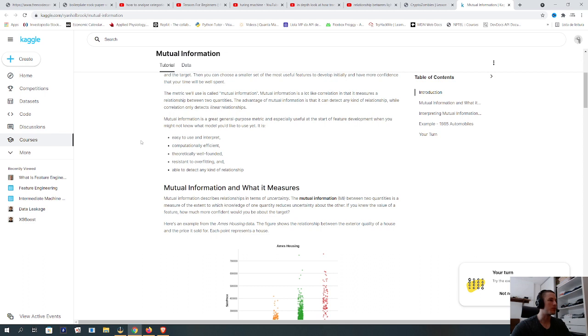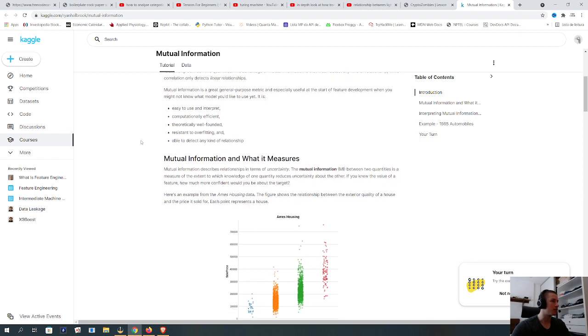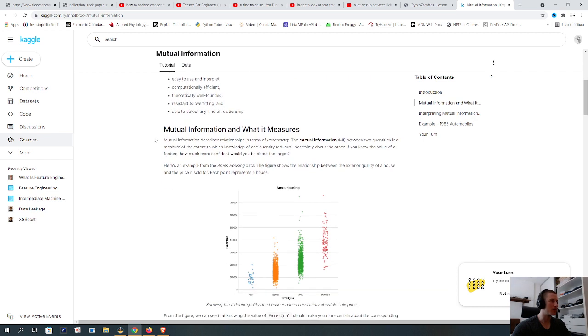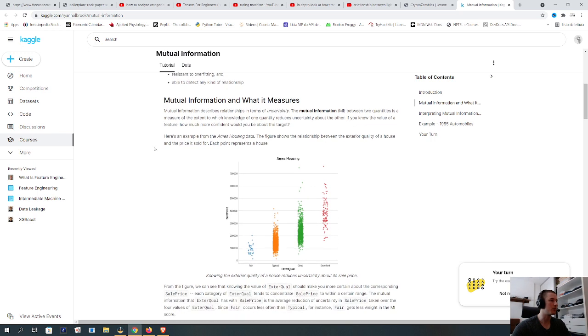Mutual information is a great general purpose metric and especially useful at the start of feature development when you might not know what model you'd like to use yet. It is easy to use and interpret, computationally efficient, theoretically well founded, resistant to overfitting, and able to detect any kind of relationship.